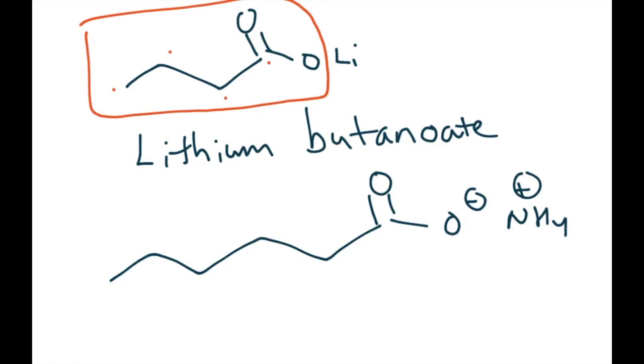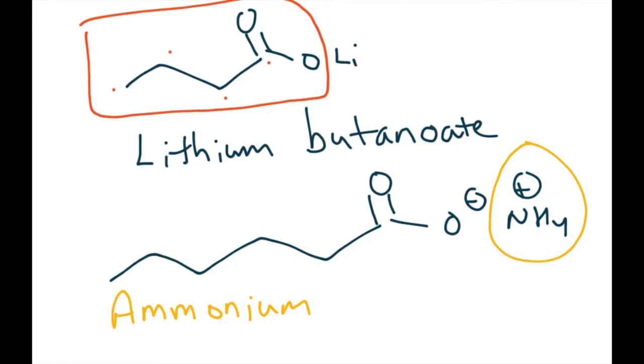So this is 1, 2, 3, 4, 5, right? 1, 2, 3, 4, 5, 6. So this part here, like we discussed before, that is an ammonium. So this is going to be ammonium. And then 1, 2, 3, 4, 5, 6. Still 6. Hexanoate. Right, so we're going to have ammonium hexanoate.